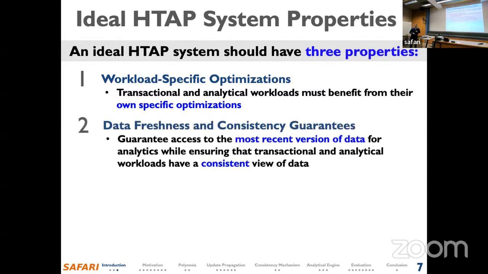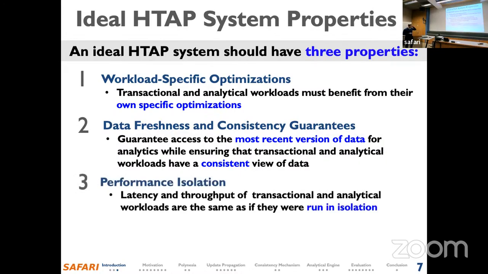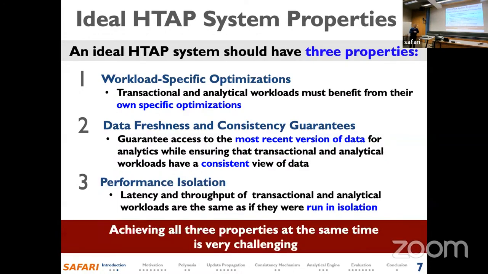The second one is that you have to have high data freshness and data consistency guarantees. This means that the analytical part of your database management system needs to see the most recent version of the transactional data that was just updated in the system. At the same time, it must ensure that the overall view of the whole system is consistent across both transactional and analytical processing engines or processing units. And at the same time, we have to have performance isolation. You don't want the execution of analytics to reduce the throughput of your transactional engine, and vice versa. As you are going to see next, achieving all of those three properties can be quite challenging.